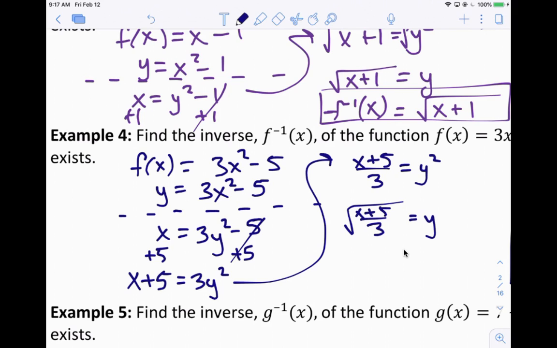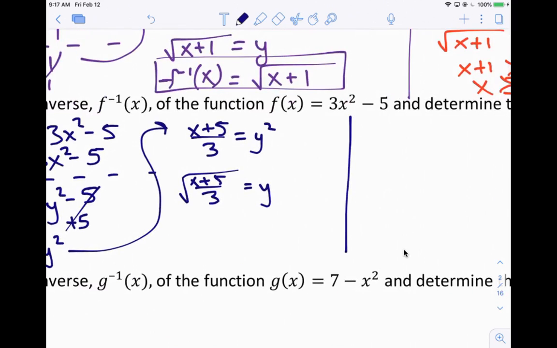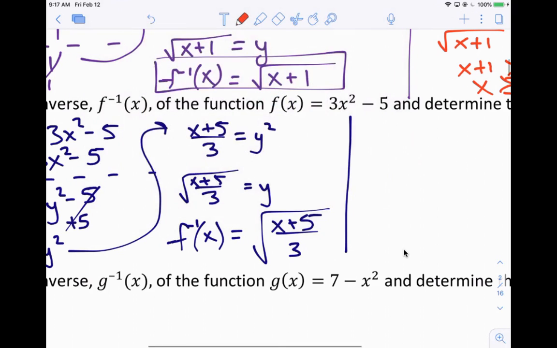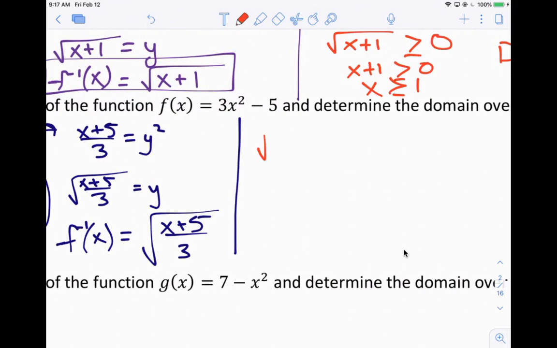Now you are welcome to write x plus 5 over 3 as 1/3 x plus 5/3, right? You're more than welcome to split that up. But since everything's under the radical anyway, there's no point. All right. And that's our f inverse function. But remember, radicals still have that issue that they cannot spit out negatives. So let's go talk domain. Well, the square root of x plus 5 over 3 has to be greater than or equal to 0.